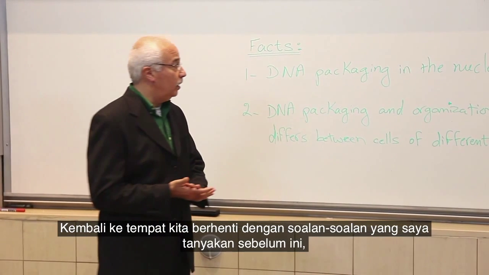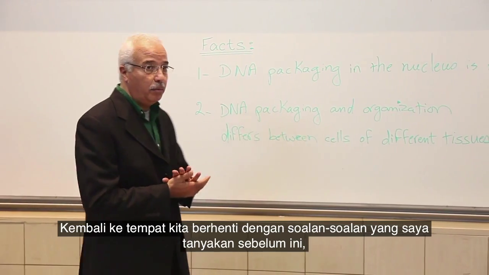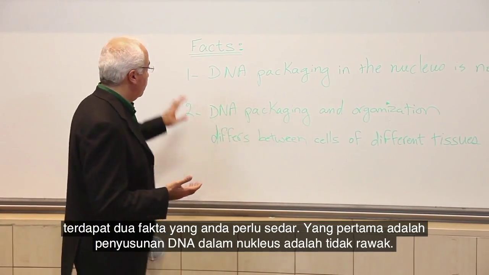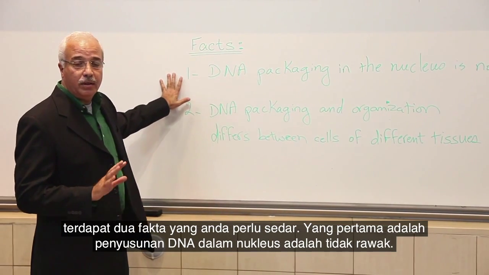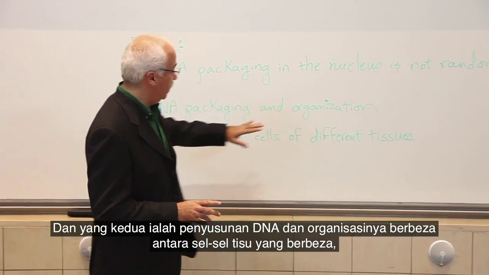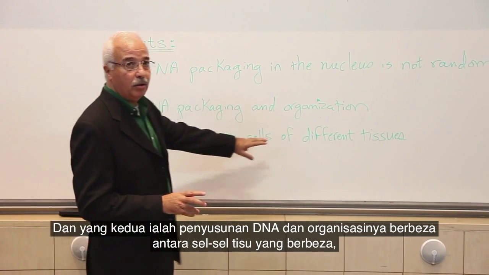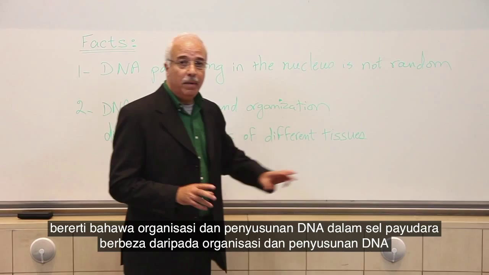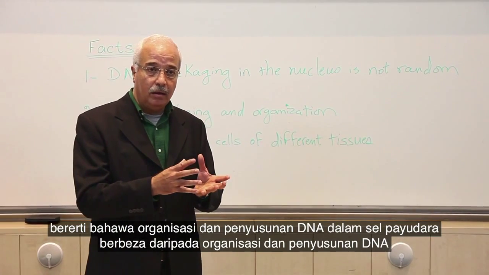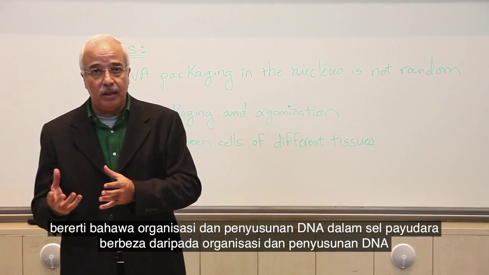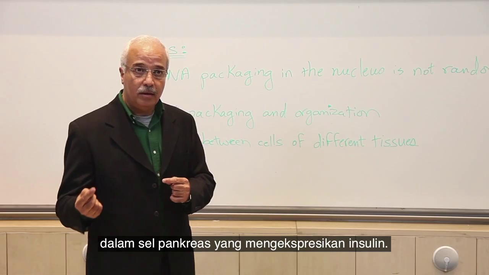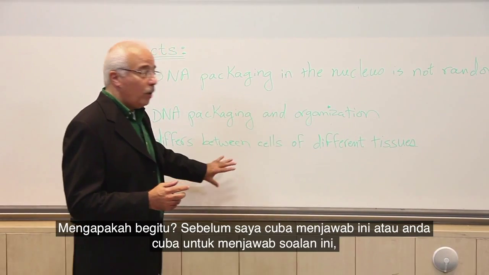Going back where we left off with the questions that I posed before, there are 2 facts that you need to be aware of. The first one is that DNA packaging in the nucleus is not random. And the second one is that DNA packaging and organization differs between cells of different tissues, meaning that the organization and packaging of the DNA in a breast cell differs from the organization and packaging of DNA in a pancreatic cell that expresses insulin. Why is that?